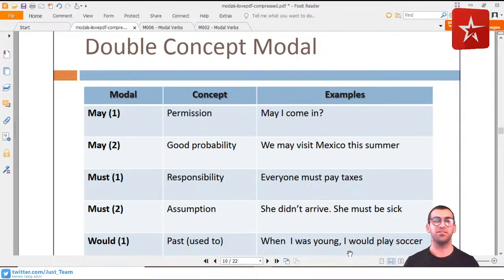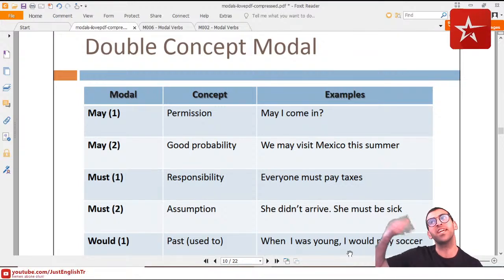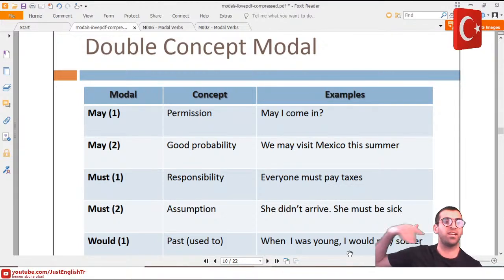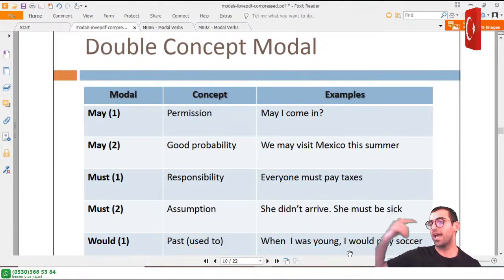The second meaning of using must is assumption. Assumption means we guess something can be true, can happen.